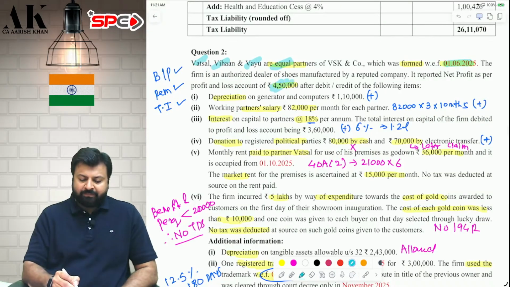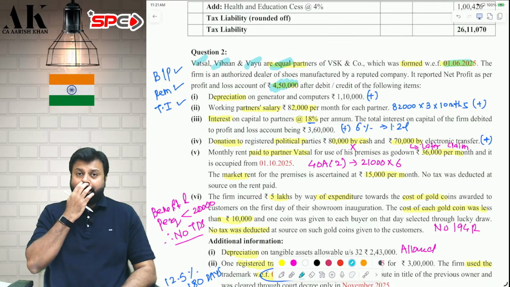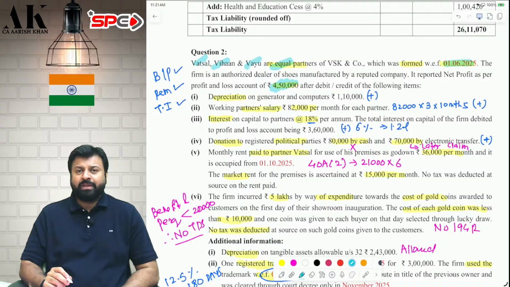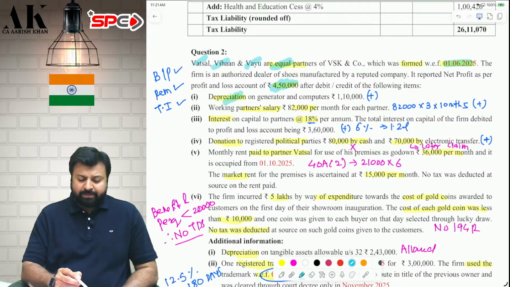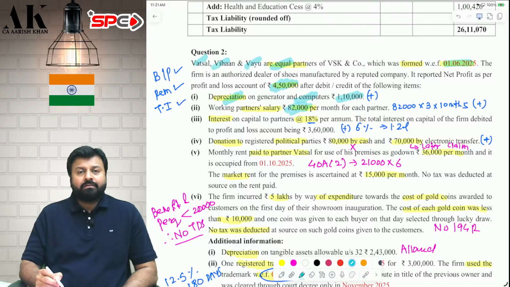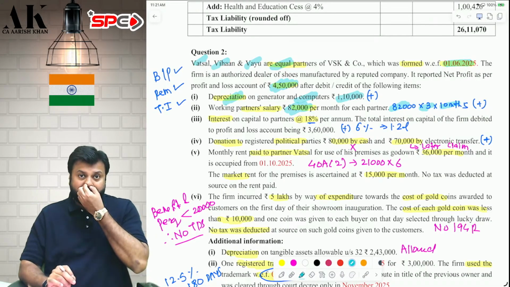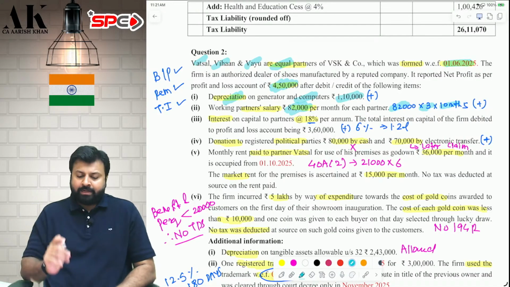Net profit is 4,50,000. What is book profit? Book profit is nothing but PGBP only. In that PGBP, just add the remuneration if debited to PNL. So net profit is 4,50,000. The first item is depreciation on generator and computer, which is as per books of accounts, so add back. Second is partner salary, add back. How many partners? 82,000 salary, 3 partners for 10 months, add back. This is the actual salary. This is not allowed. This actual will be compared with maximum percentage allowed as per 40B, whichever is lower, that will be allowed. That we will see later on.